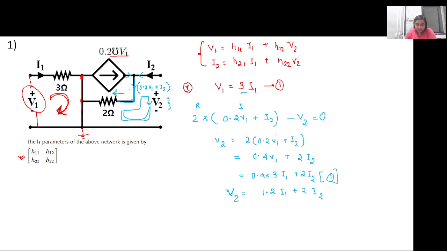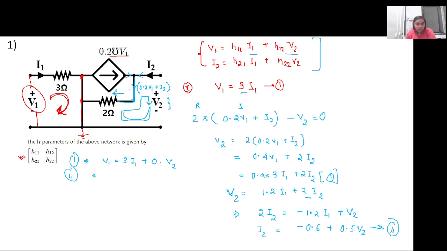In order to rearrange and write it in the hybrid form, what we need is V1 in terms of I1 and V2. So in equation 1, we write V1 equal to 3 I1 plus 0 into V2, because V2 is not present. Now in this equation we have to write I2 in terms of I1 and V2. So 2 I2 will remain here, and 1.2 I1 we bring to the other side: 2 I2 equals V2 minus 1.2 I1. Dividing by 2, I2 is minus 0.6 I1 plus 0.5 V2.